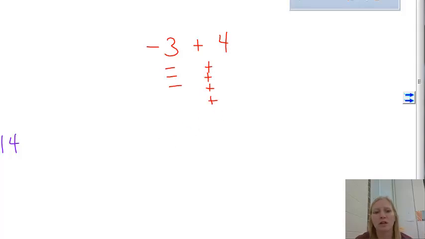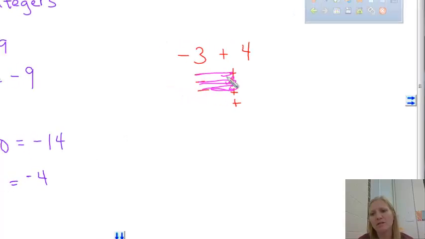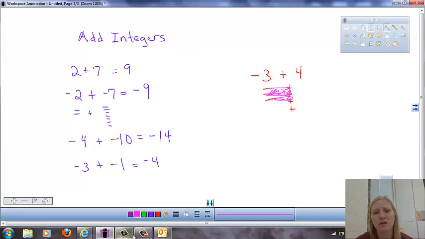Now here's the cool thing. The negative and positives are opposite, so you can cross them off. So you can cross that one off, and that one, and that one. These are all gone because they cancel each other out. And what do you have left? You have 1 positive, so your answer is 1. When you have 1 positive, it's just the same as when you have 1 positive and 1 negative.